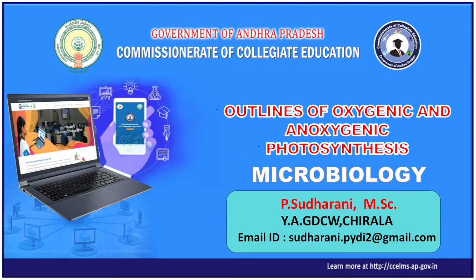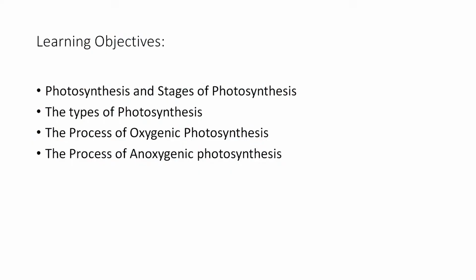Today I'm going to discuss the outlines of oxygenic and anoxygenic photosynthesis. This includes photosynthesis and its stages, the types of photosynthesis, the process of oxygenic photosynthesis, and the process of anoxygenic photosynthesis. The lecture includes all the following things.